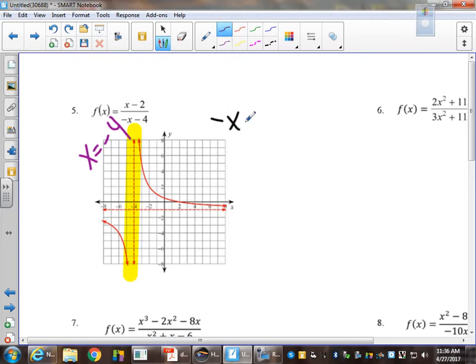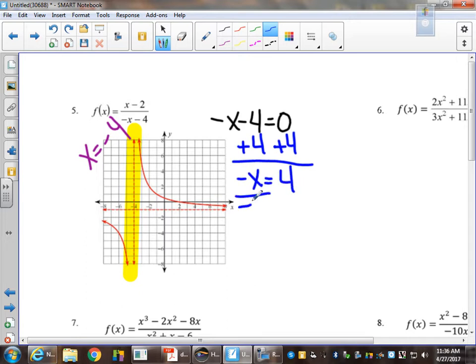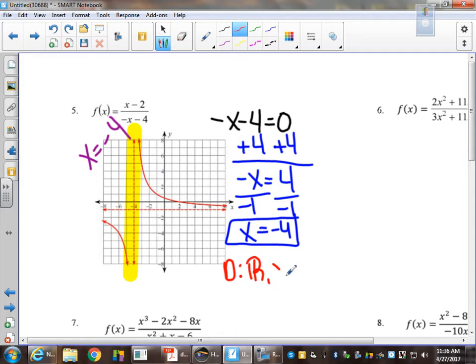Again, we set the denominator equal to 0. This is just linear, so we can solve by one-step equations. Plus 4. Negative x equals 4. Divide by negative 1. X equals negative 4, which matches what we got as our vertical asymptote. Our domain is then all real numbers. X cannot equal negative 4. We're done.